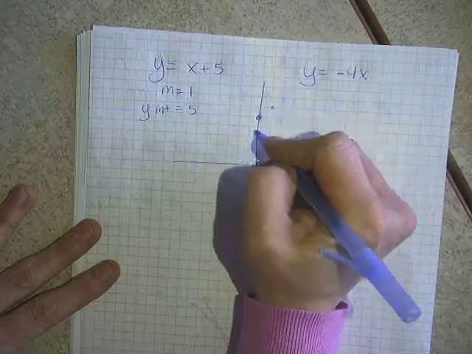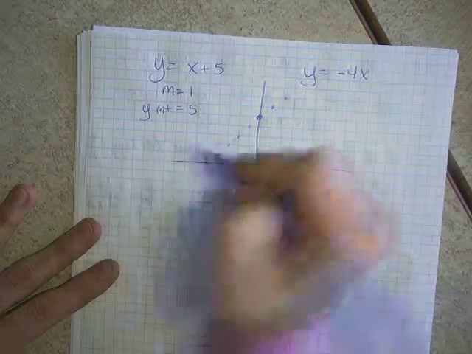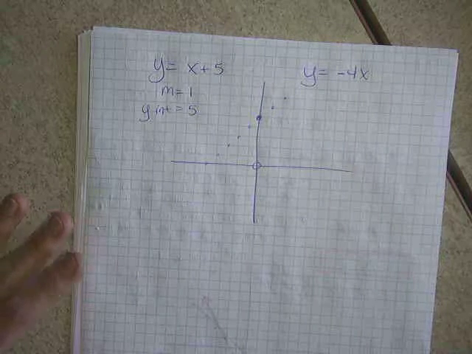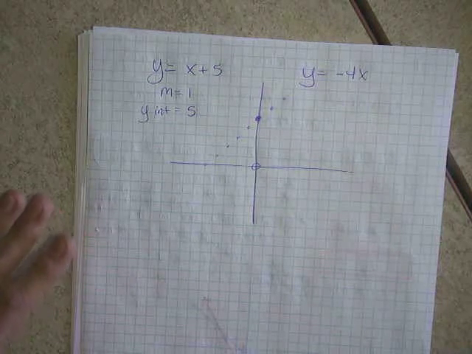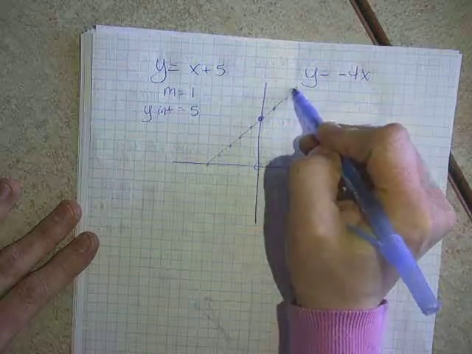Okay, now from there I have a slope of 1, which is rise over run. So if I don't have the run, then it's 1. All right, so rise, run, down and to the left.